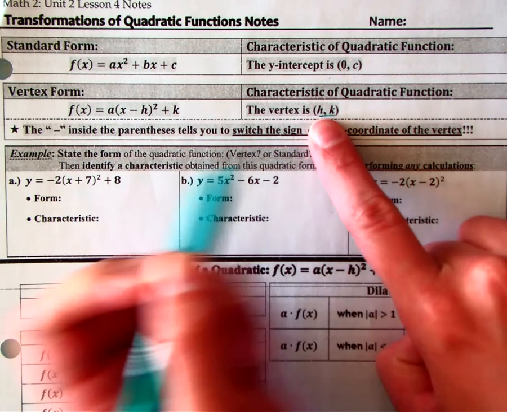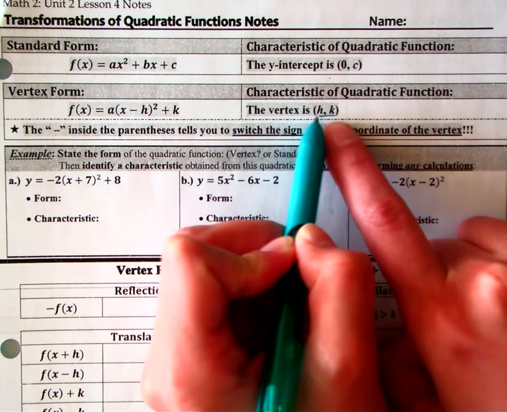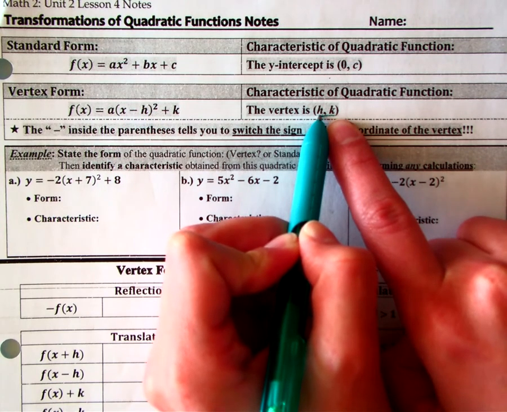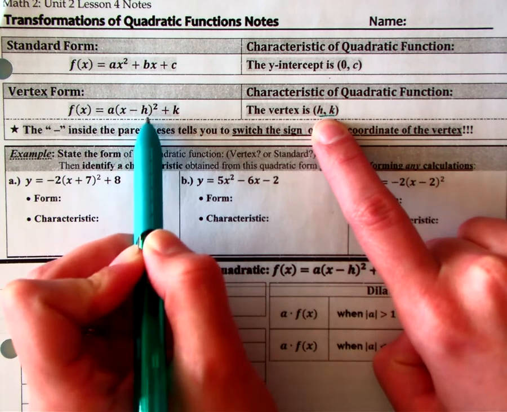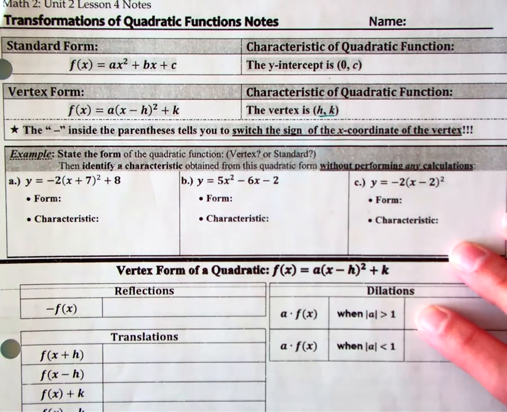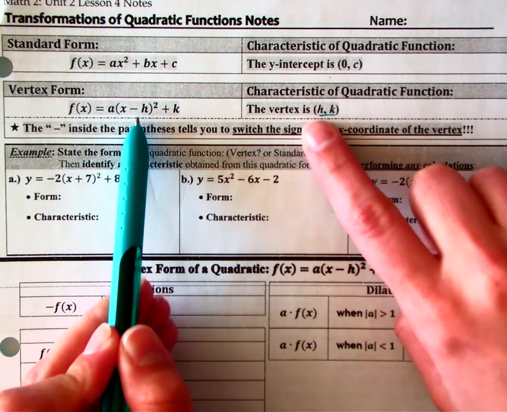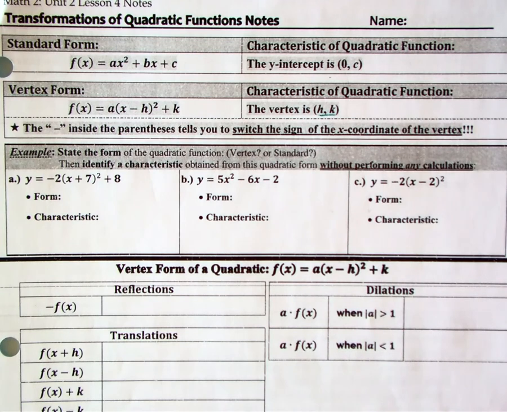Go ahead and notice that your h in the formula is negative, but in the coordinate it's positive, and k is the same sign. So when we're using that, just make note of that. The negative inside the parentheses tells you to switch the sign of the x-coordinate of the vertex. So that's all that means. h is opposite.